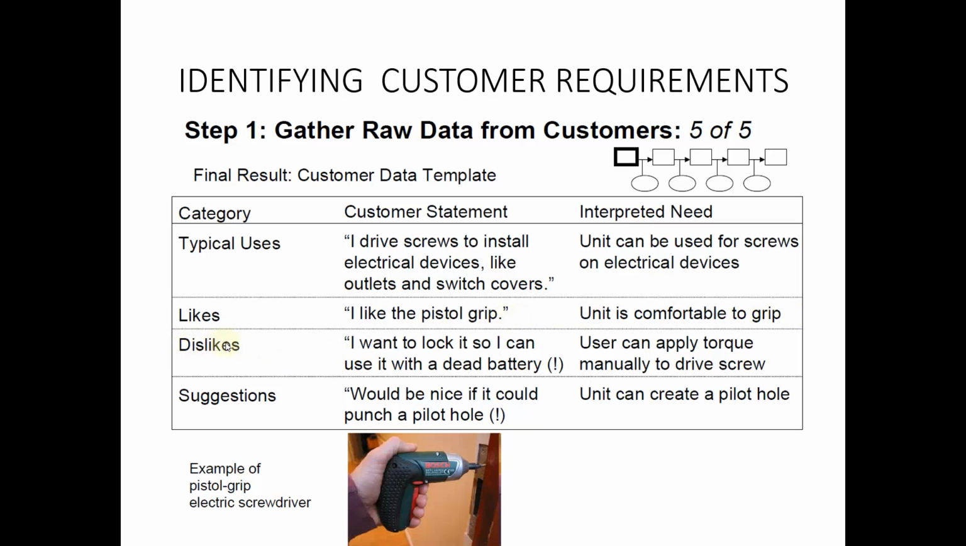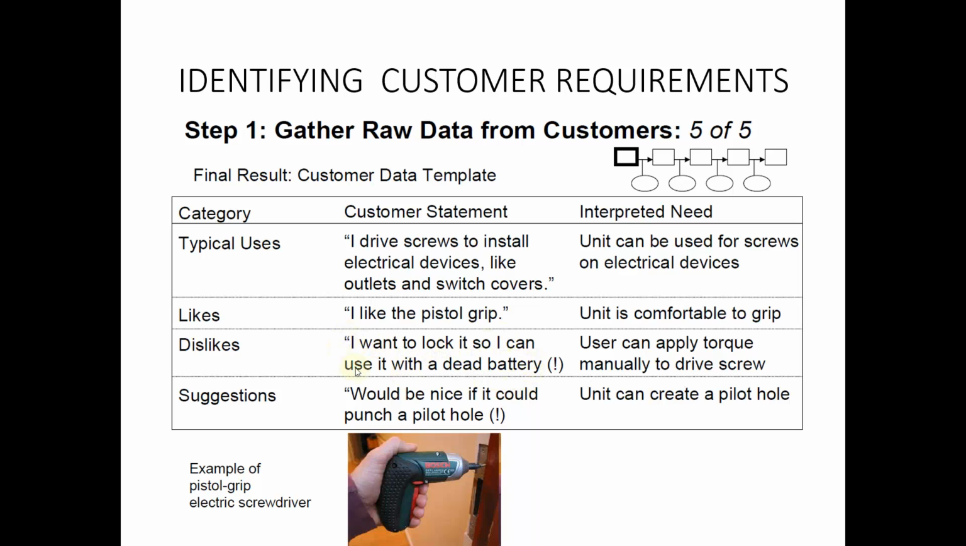What the customer dislikes: I want to lock it so that I can use it with a dead battery. Currently the customer is using a similar product, a battery operated screwdriver, as you can see in the picture shown here. If the battery does not work or the battery charge is down, with the current product he is not able to use it. He is not able to tighten the screws.